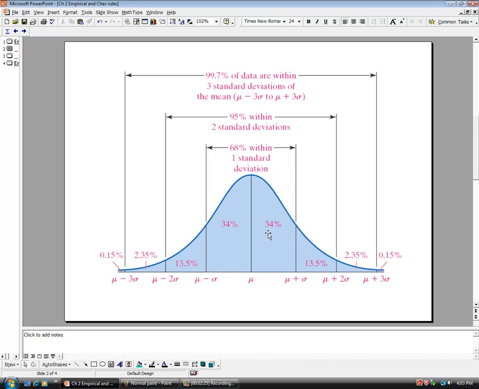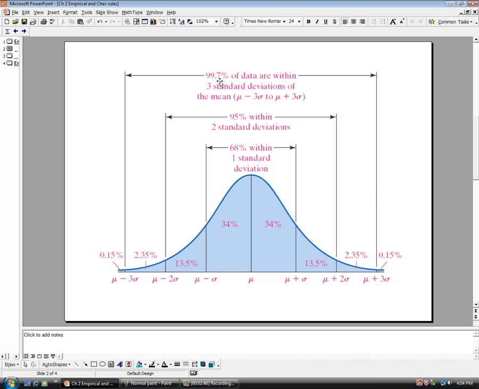Since we know that there's 34% between a z-score of 0 and a z-score of 1, 47.5 minus 34 gives us a 13.5% that will fall between a z-score of +1 and +2. So mu plus 1 sigma and mu plus 2 sigma.